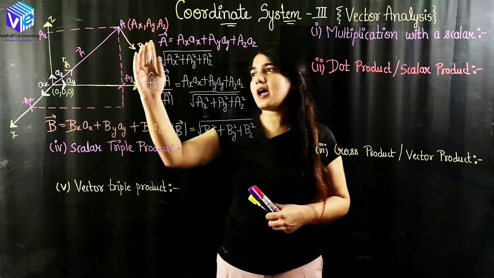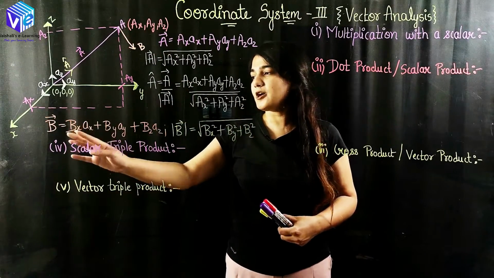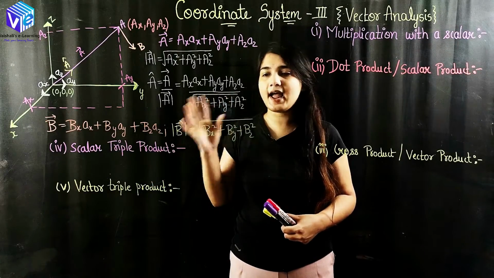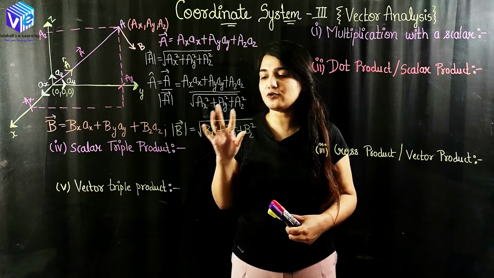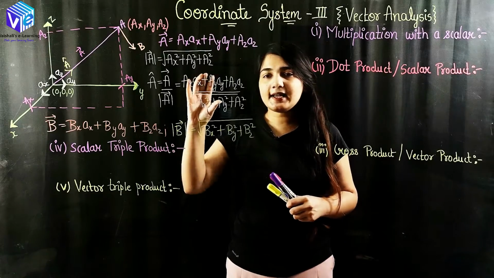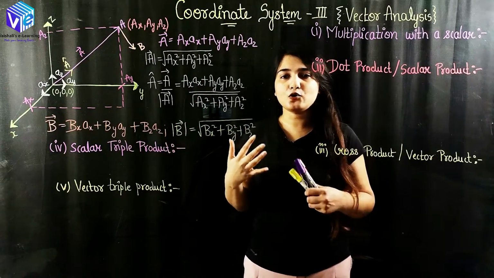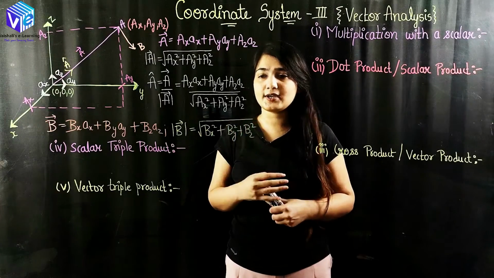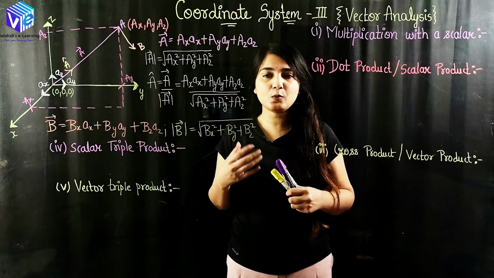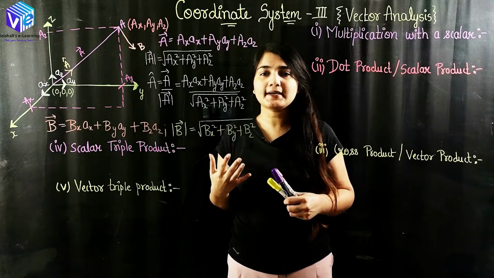Similarly, I have a point B in space. How can I represent the point B? Point B can be represented as Bx ax plus By ay plus Bz az, and the magnitude of B is the square root of Bx square plus By square plus Bz square. Like here, I can divide B by the magnitude of B and find the unit vector along the B direction as well. Why am I telling you all this again? Because here also I am dealing with vectors, their magnitudes and their unit vectors.